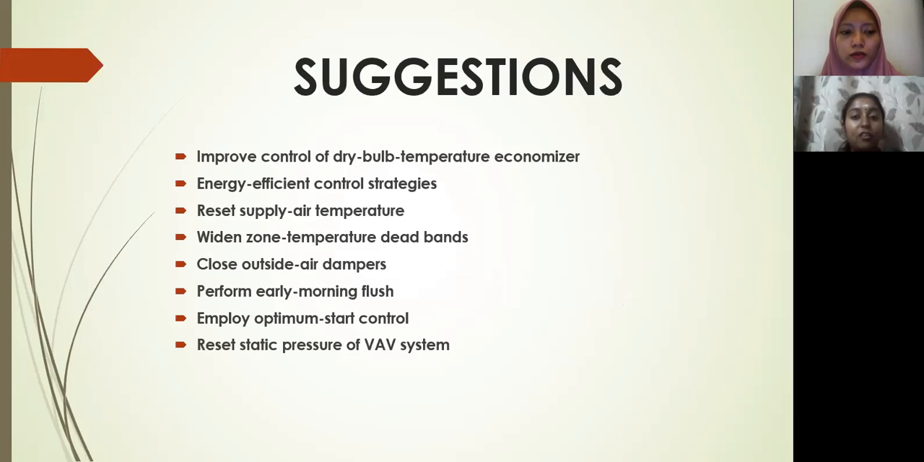For the suggestions, there are many ways to improve the HVAC air distribution system, such as improve control of dry bulb temperature economizer, energy efficient control strategies, reset supply air temperature, close outdoor air dampers, perform early morning flush, widen zone temperature dead band, employ optimum start control, and reset static pressure of the VAV system.